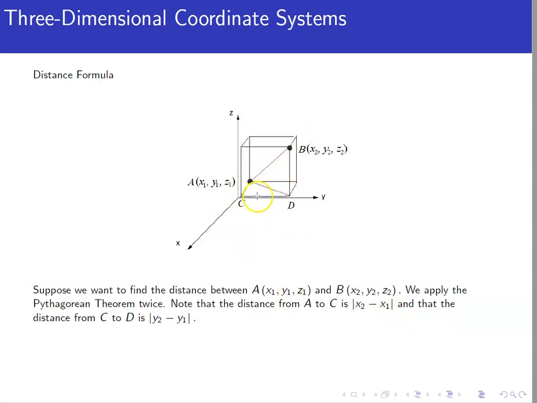Likewise, when we do the distance from C to D, we're going from a y1 coordinate to a y2 coordinate. Notice that the x and the z would stay the same. We didn't go out or back, we didn't go up or down. So that distance would be y2 minus y1.